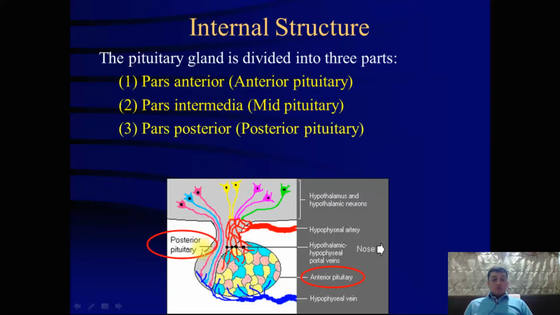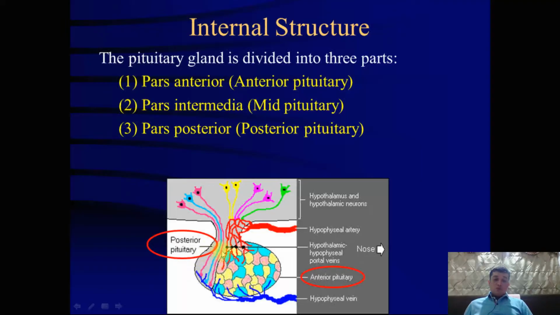And the third part is the pars posterior, which is the 1/4 part, 25% of the gland, located on the posterior side. Because it is on the posterior side, it is called the posterior pituitary gland. The anterior part is the large part. It contains cells which are glandular, that means they are able to synthesize hormones. That's why it's a true endocrine part.